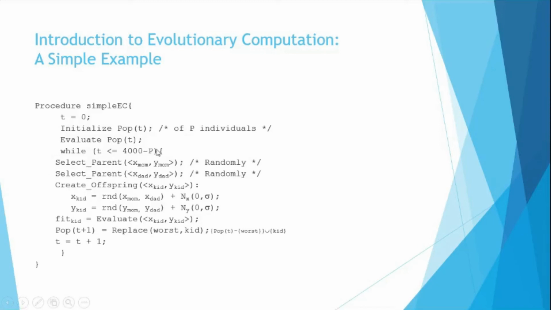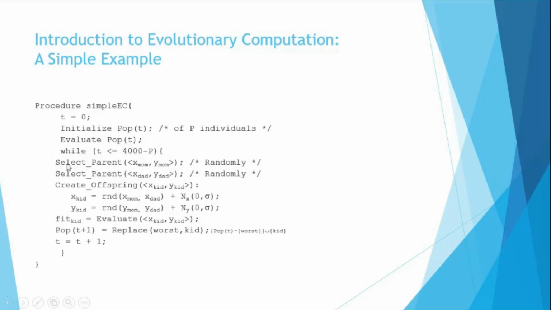So suppose p is 10, that is our population size is 10. When you initialize the population, you are generating only 10 candidate solutions. Then you evaluate the 10 candidate solutions. Since already 10 candidate solutions are evaluated, now you have to evaluate 4000 minus 10, that is 3990 more individuals. So we have to generate that many individuals more.